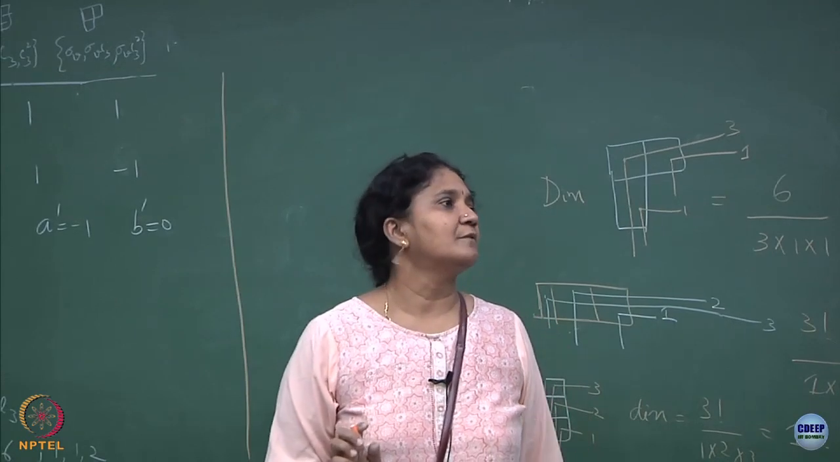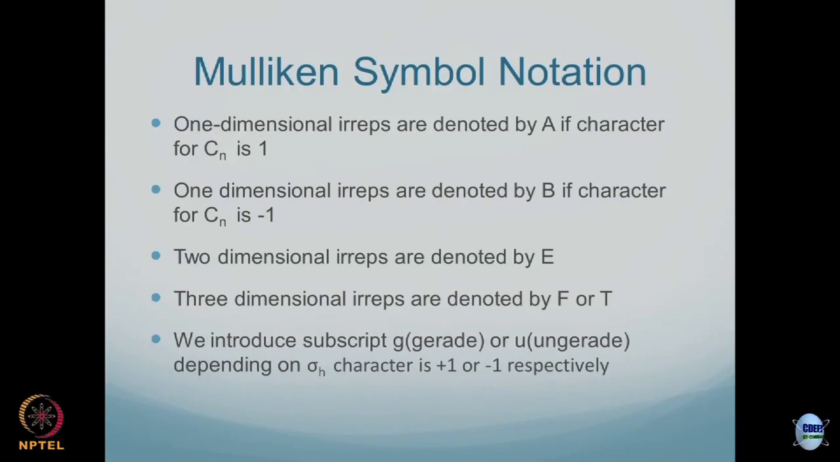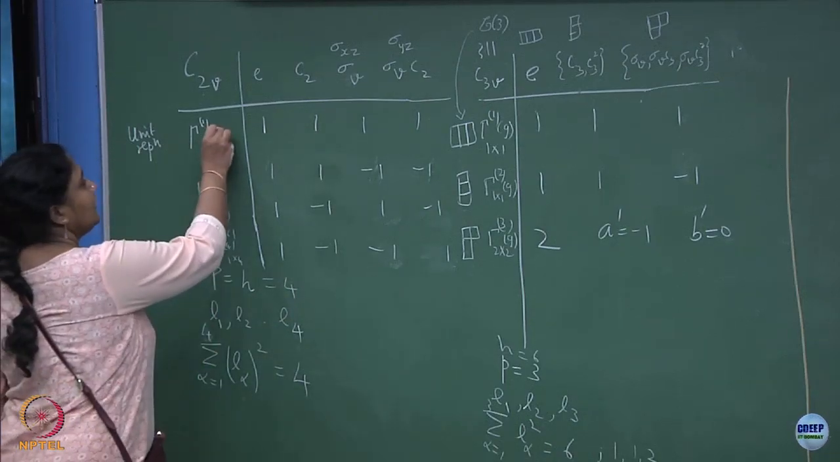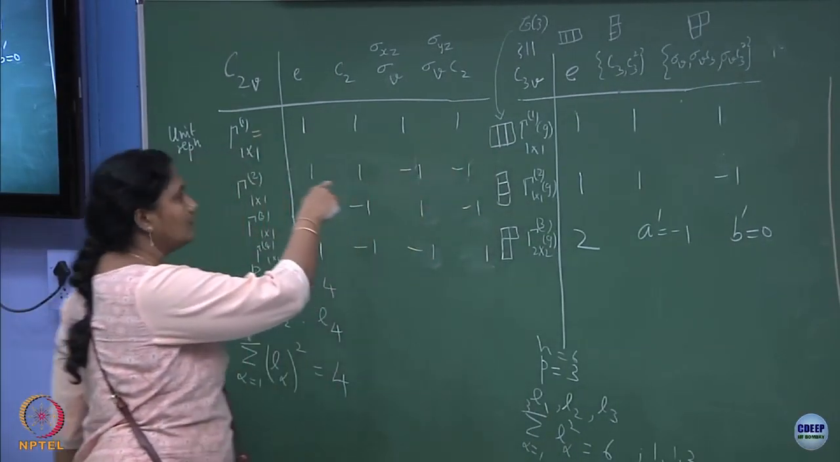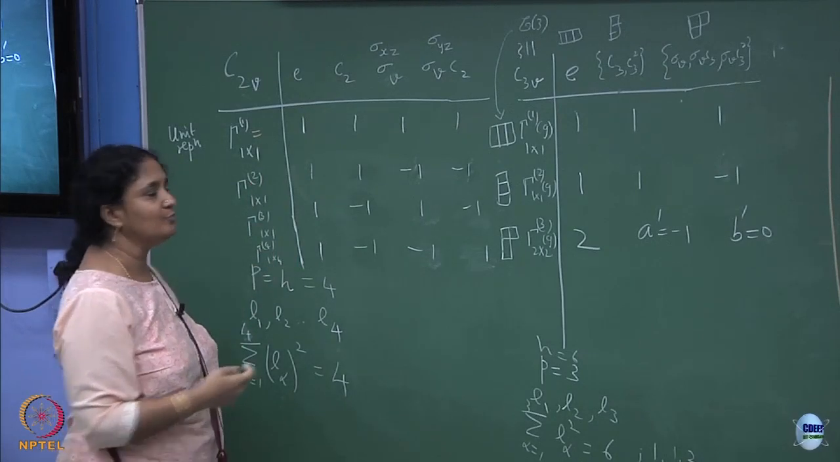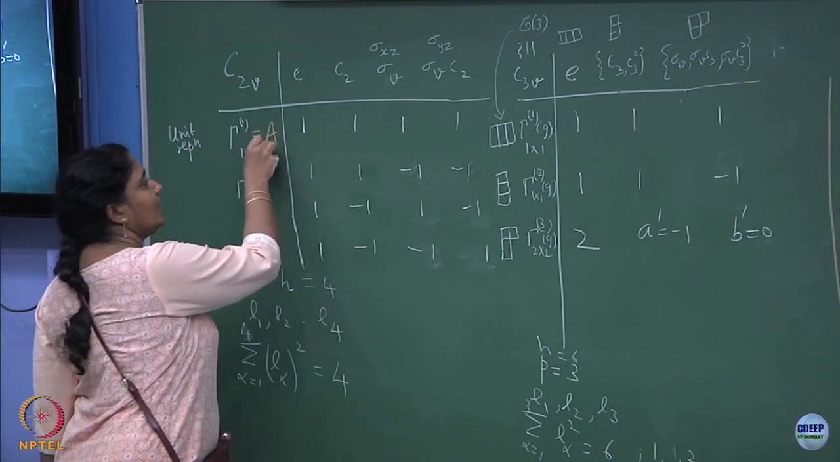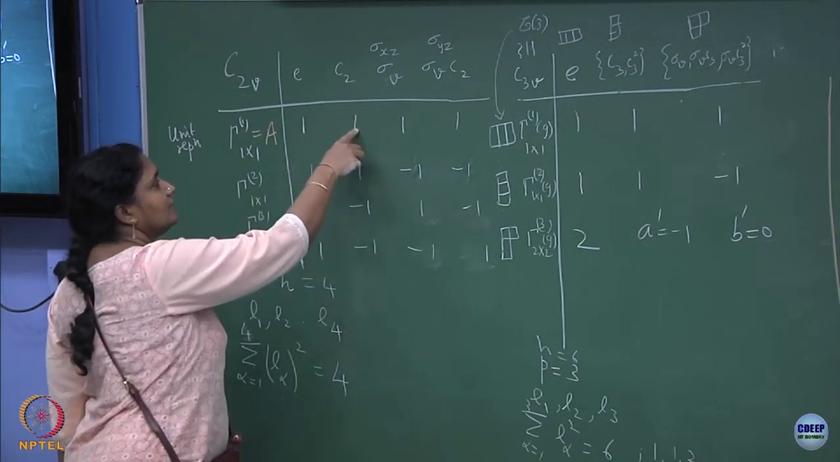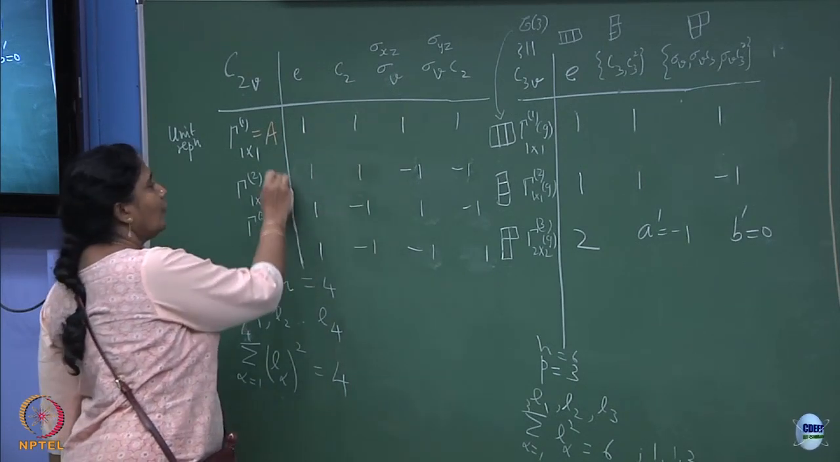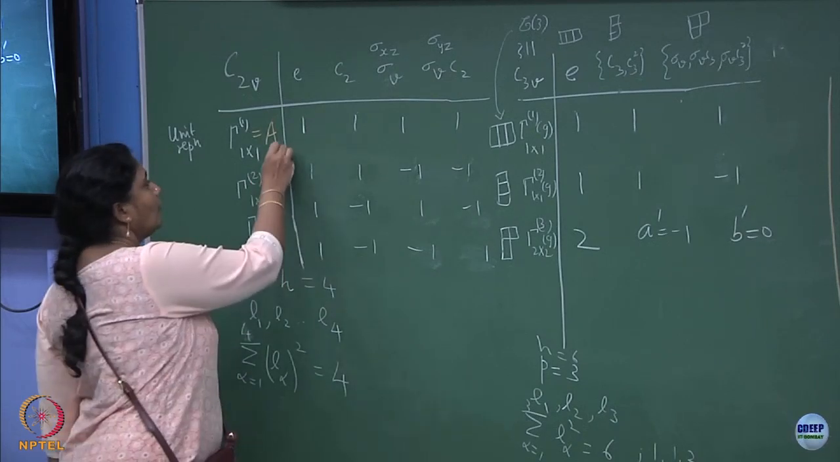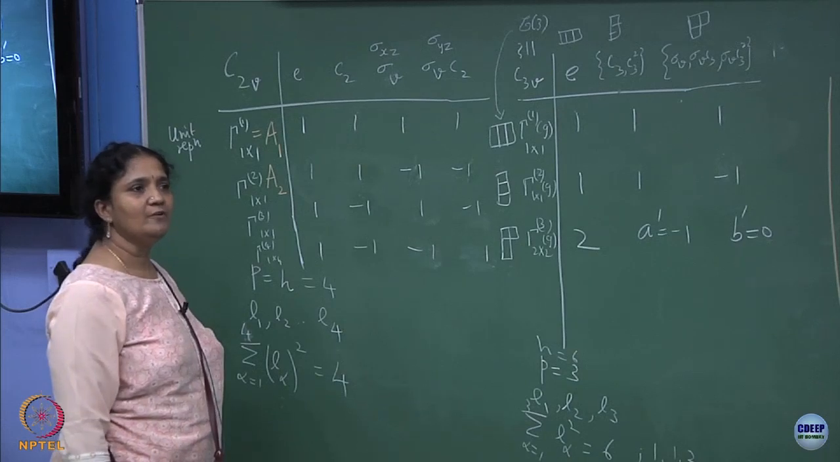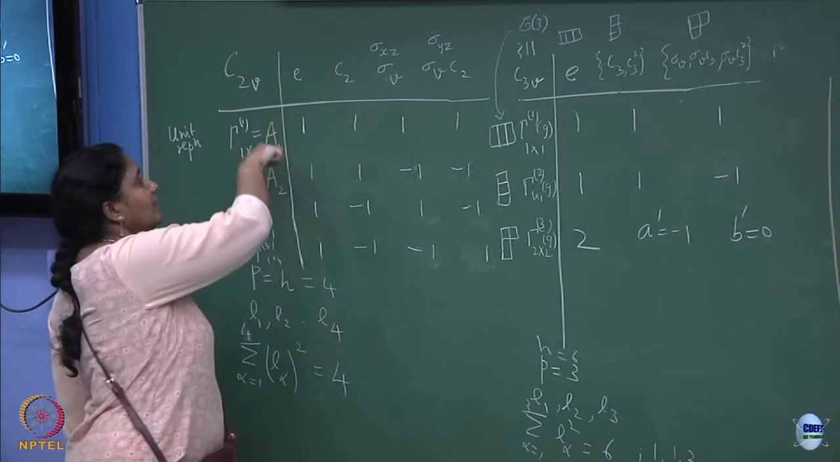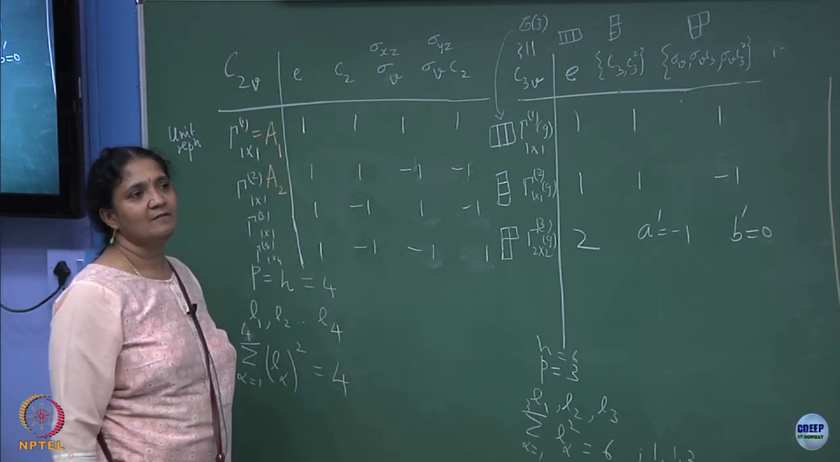A one dimensional irrep is denoted by the character A. The principal axis here is a twofold axis. If the character under the twofold axis is positive 1, then you introduce a Mulliken symbol, similar to this diagram. Any chemistry book or any of these books on point groups use the Mulliken symbol and they use the letter A. Both these twofold axes have positive characters, so both should have the Mulliken symbol A. You can call them A1 and A2, to distinguish that these are two different irreps, but with the principal axis character being plus 1.